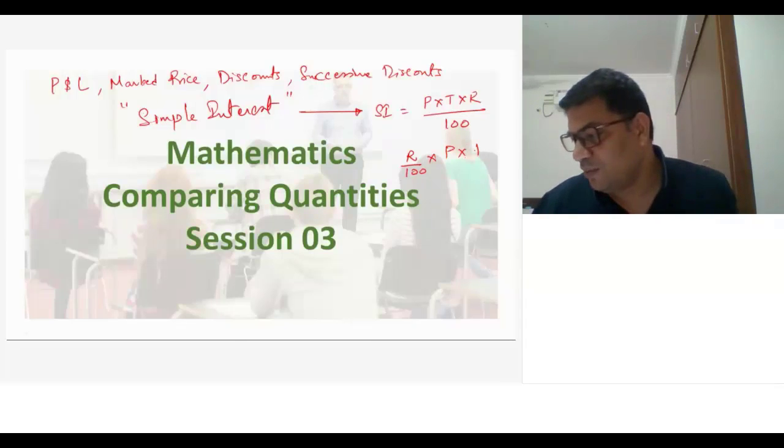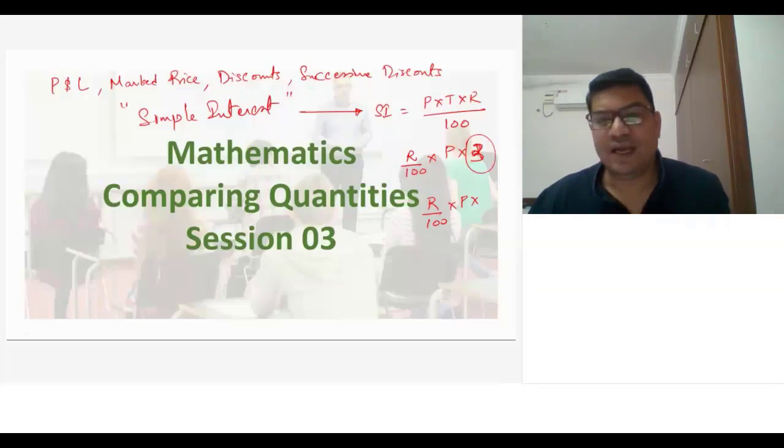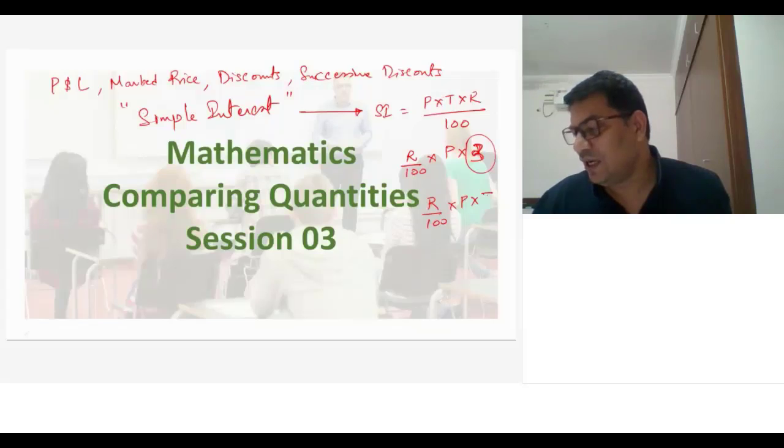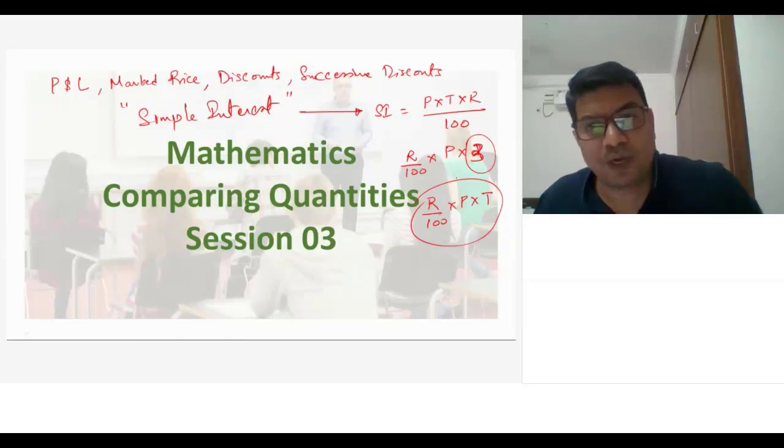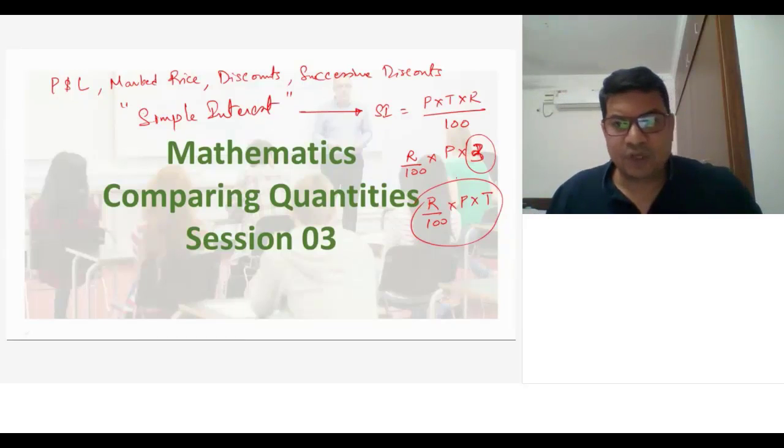If it's for 2 years, we multiply that with 2. If it is 3 years, we multiply with 3. If it is n years, we multiply with the number of years, n. So it is R by 100 times of P into t, if the number of years is t. That's how this formula PTR by 100 came in. We also solved problems using formulae and without using formulae. Did we solve it? Yes, sir.